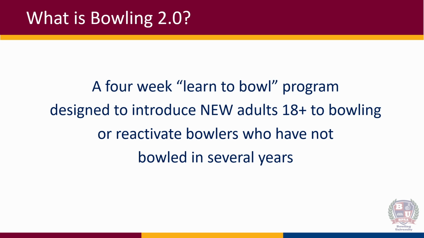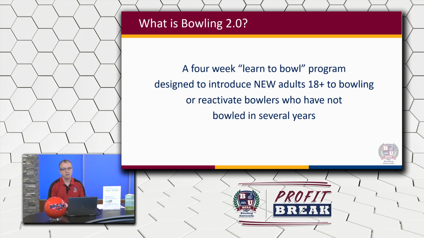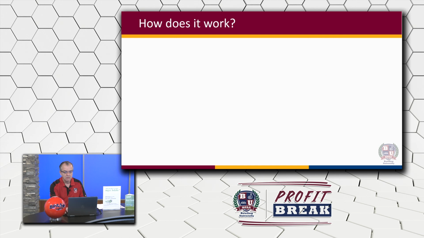Now, I will make mention that we do have a specific program for the youth that I would encourage you to take a peek at that profit break, because it's the same framework, modeled differently, but for today, for the Bowling 2.0, what we're really talking about is those adults 18 and older. So how does it work? Very quickly. It is designed to be a free program, 4 weeks long. Think of it as a sampling program.